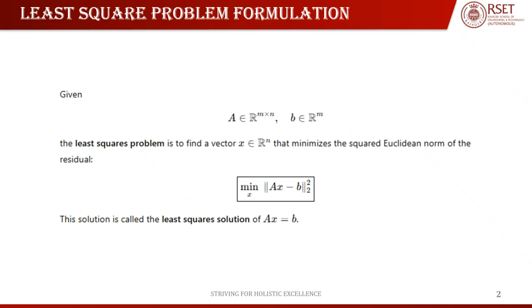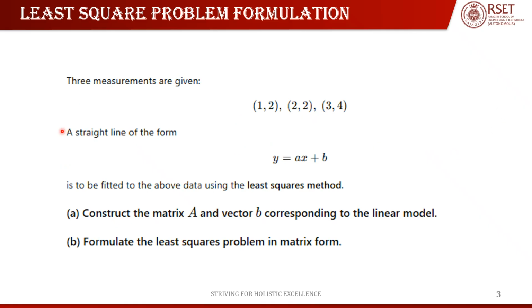So now in this session you will basically be having questions only to formulate the least square problem. Okay, so let's see one problem. In this, three measurements are given: 1 2, 2 2 and 3 4. A straight line of the form y is equal to ax plus b is to be fitted to the above data using the least square method. So we are asked to construct the matrix A and vector b according to the linear model. Then we'll have to formulate the least square problem in the matrix form.